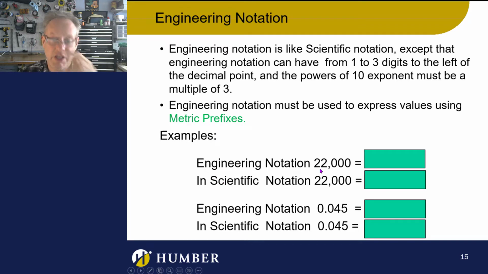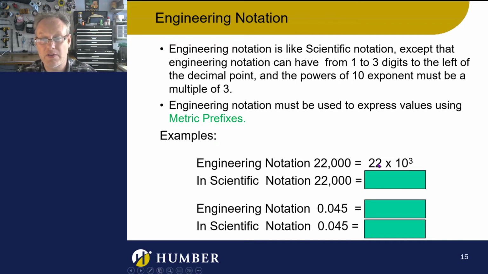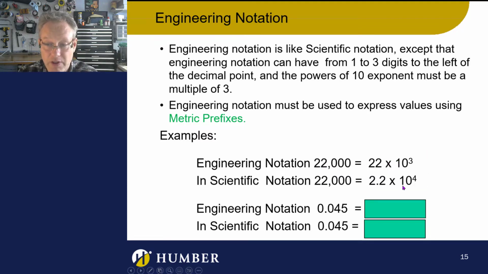In engineering notation, whatever number I put here, whether it's 22 or 2.2 or whatever it is, has to be times 10 to the 3 or the 6 or the 9. In this case, it has to be 22 times 10 to the 3. I can't say 22.2 times 10 to the 4 because 4 is not divisible by 3. I can't apply a metric prefix to that. In this case over here, I have to put the decimal over here. I have to put 45 times 10 to the minus 3.